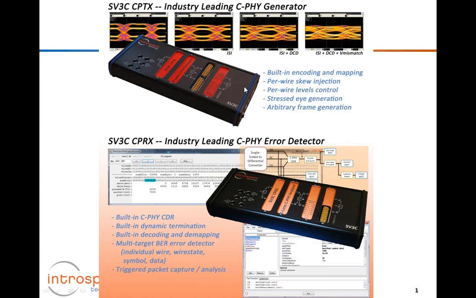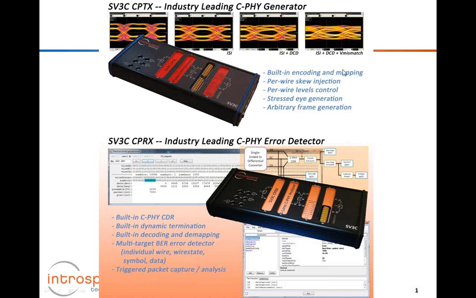So the C-PHY generator and analyzer systems are described here. The generator is called the SV3C CPTX, and it's a compact system that's capable of producing C-PHY compliant patterns across 4 lanes simultaneously. Each lane is 3 wires, so this is 4 times 12 wires within this compact test system. The system includes built-in encoding and mapping inside the hardware for pattern generation, and it also includes analog controls for receiver testing, such as per wire skew injection and per wire jitter injection, as well as per wire levels control, whether these are differential voltage controls or common mode voltage controls.